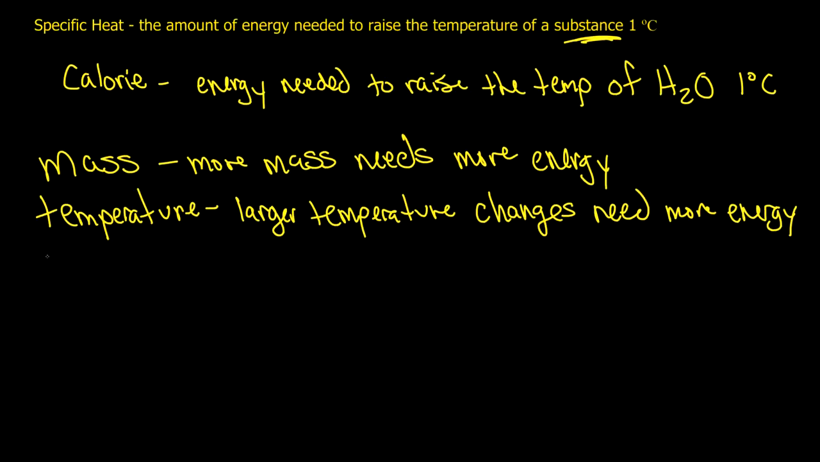And then we come to specific heat itself. Now, specific heat is a constant for individual substances. It's specific for a specific substance. So this is a constant value per substance.